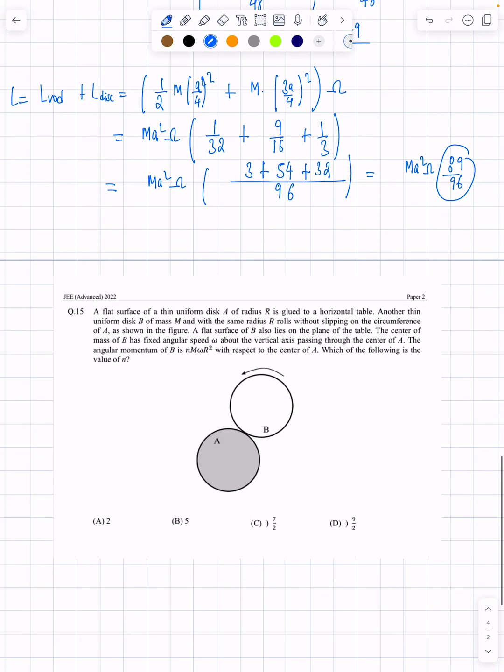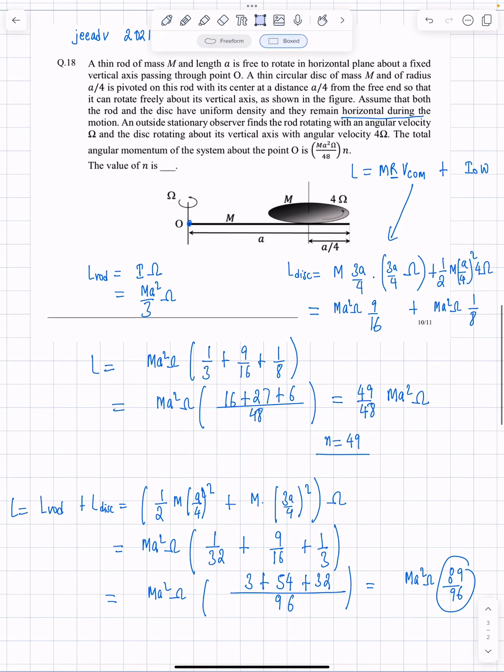Okay, this is another question I want to go through. It was asked in 22. So here a flat surface of a thin uniform disk is glued to a horizontal table. So this is stationary and glued. Another thin disk B of mass M and radius rolls without slipping on the circumference. A flat surface of B also lies on the table. So we can assume it's all in the xy plane, and then the angular momentum will be in the z direction. So we can again use this formula.